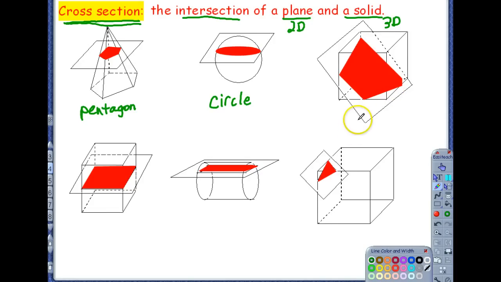Okay, what about this one? That one is another pentagon. And it's kind of tricky because it looks almost like a trapezoid, but there's this little side right here. So, another pentagon.